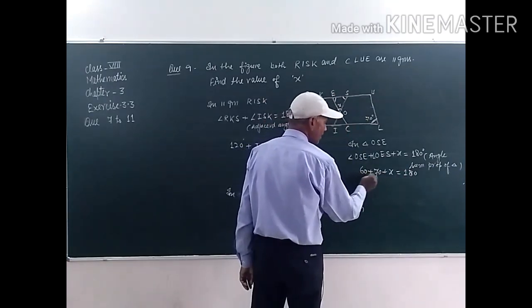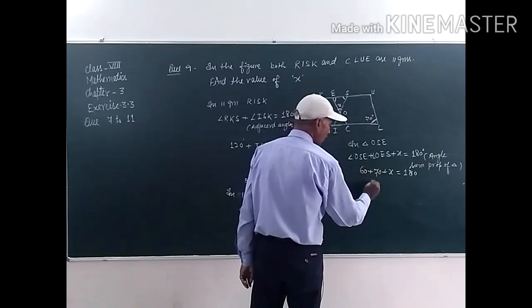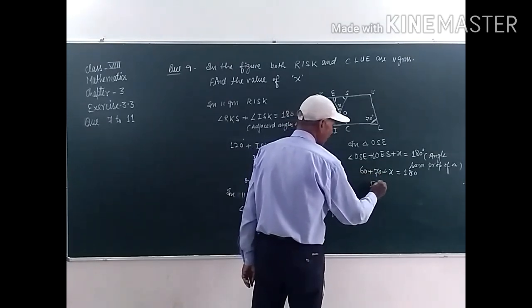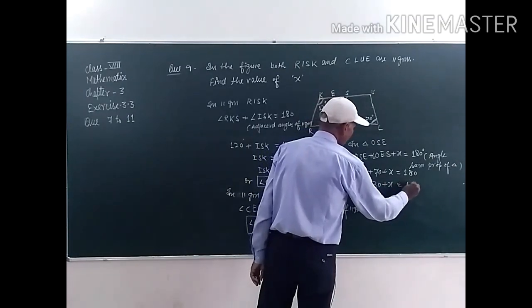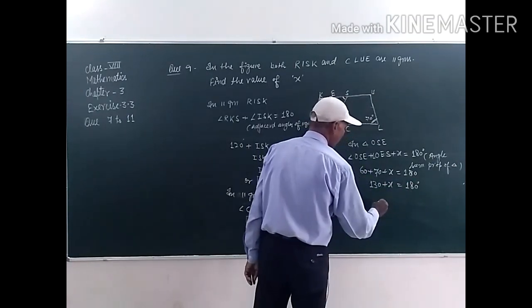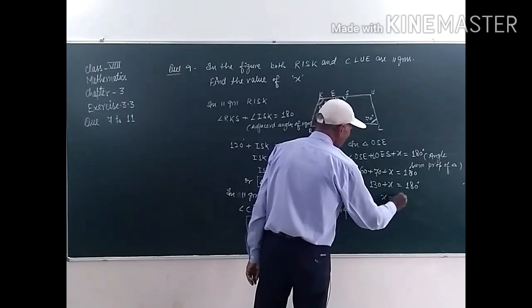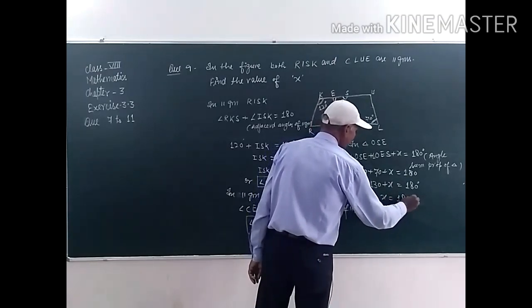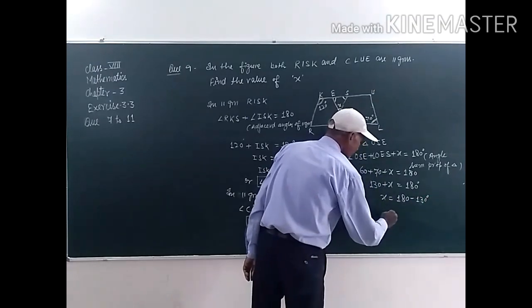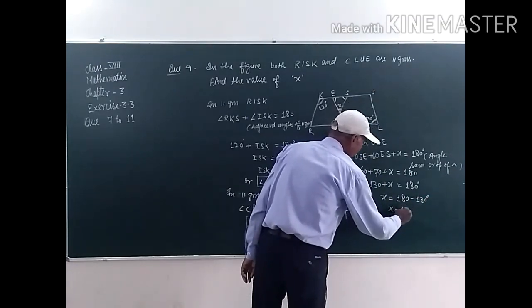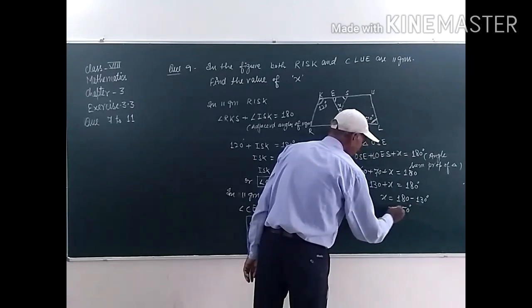Now 70 plus 60, that is 130, plus X is equal to 180 degree. Now X is equal to 180 minus 130 degree. So the value of X will be 50 degree, student.